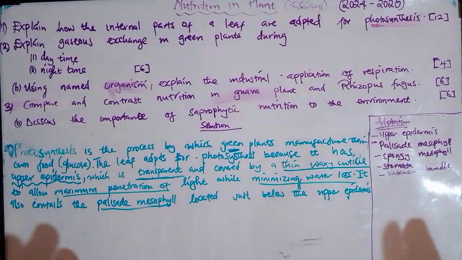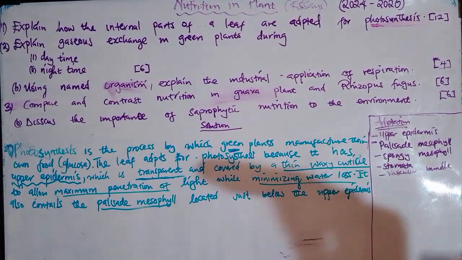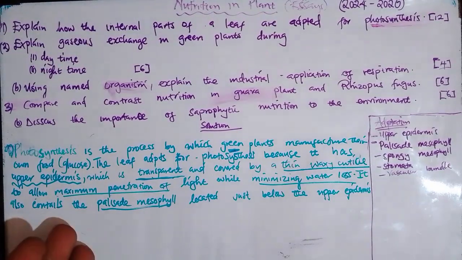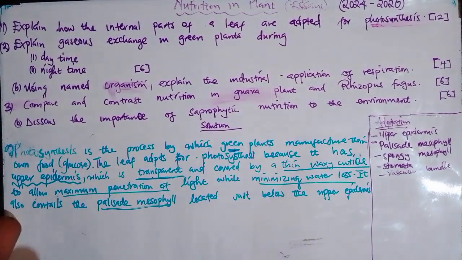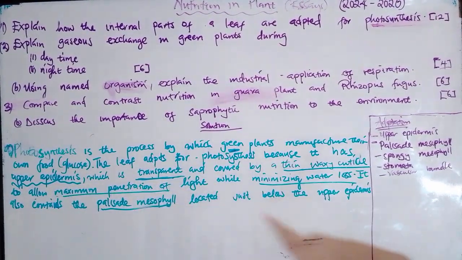Then when we are talking about the upper epidermis, we are talking about penetration, how light is entering the leaf. Then when it reaches the palisade cell, we are talking about how now that cell is absorbing light because of chloroplast. That's how you should be writing step by step. Yeah, so we say that it also contains what? Also contains, so remember biology is about spelling.